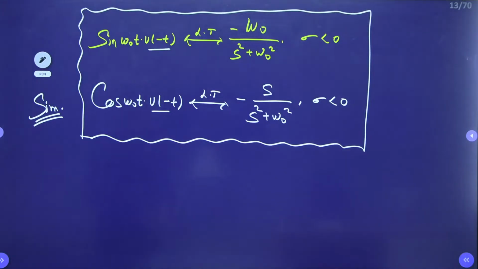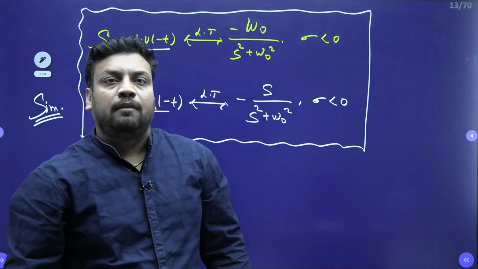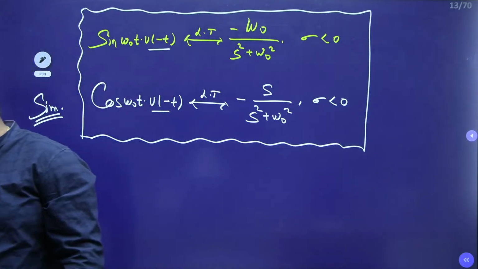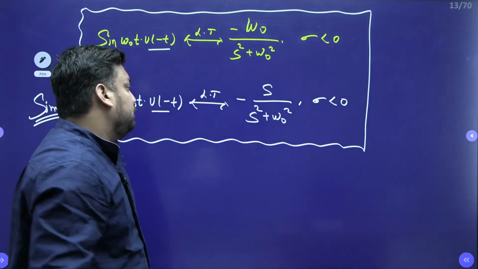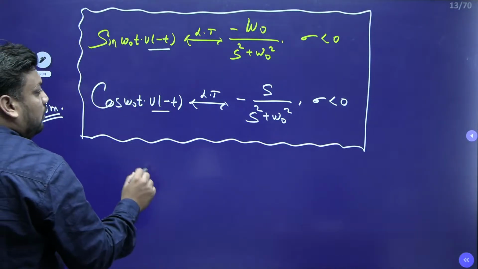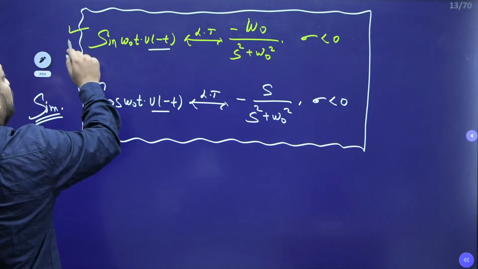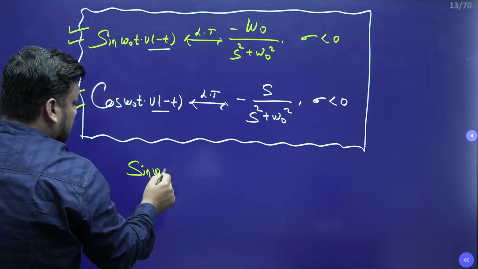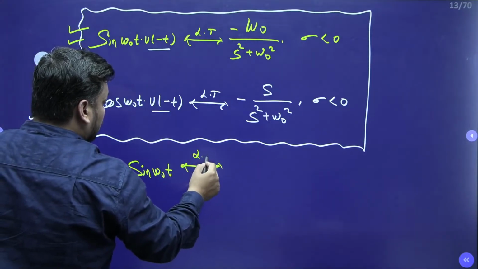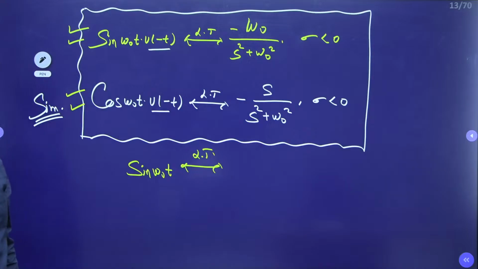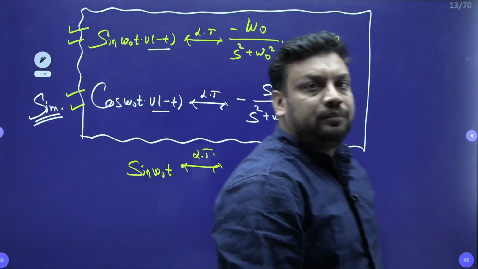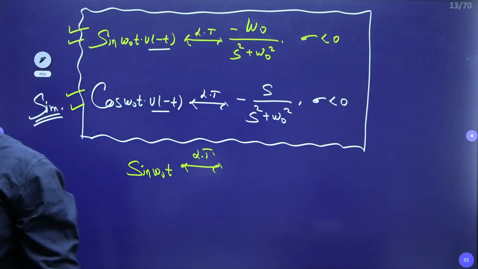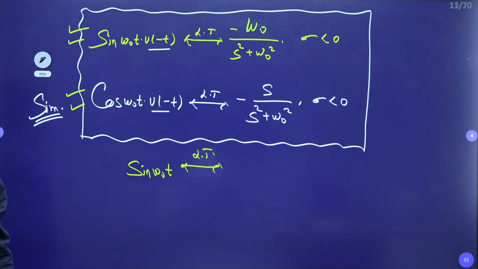Okay children, I think this is clear now. I think now the board is perfectly visible. So this is all about sin omega 0 t u of minus t, its Laplace transform and ROC. If anybody asks in signals and systems what is the Laplace transform of sin omega 0 t u of t, then tell me what is the answer. What is the Laplace transform now? Come on.